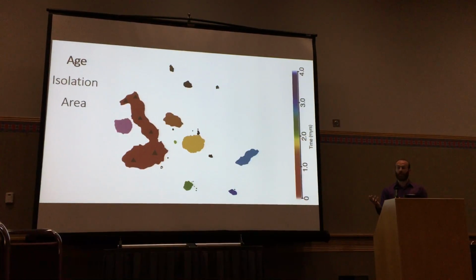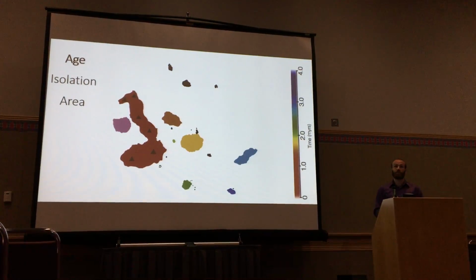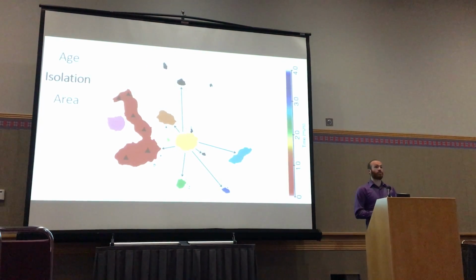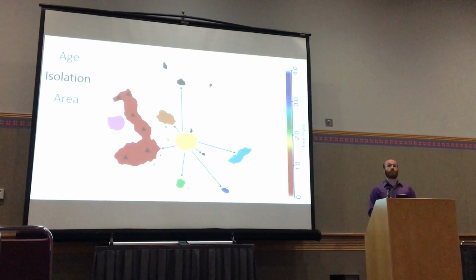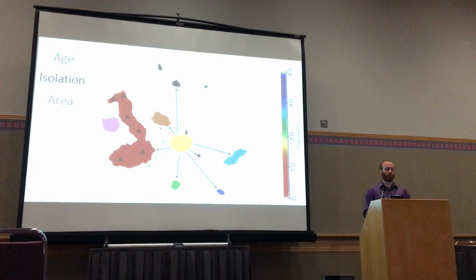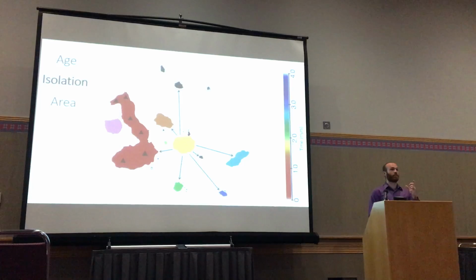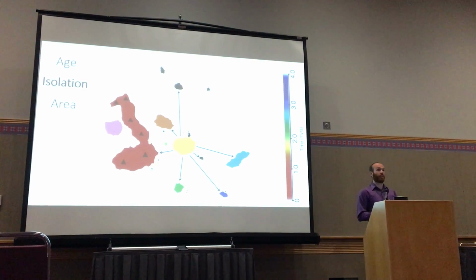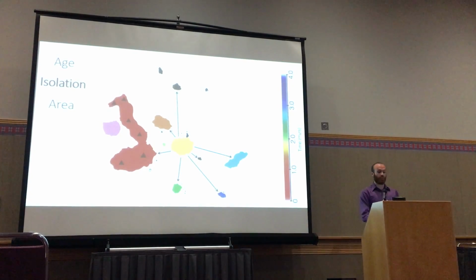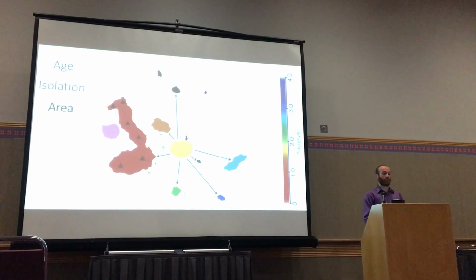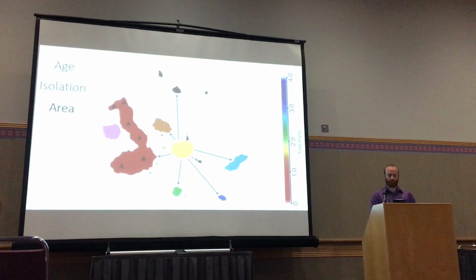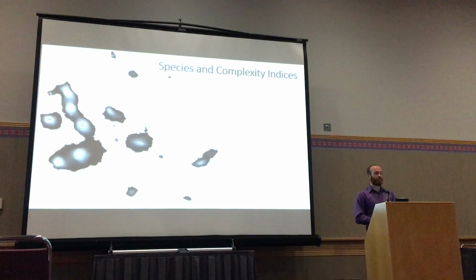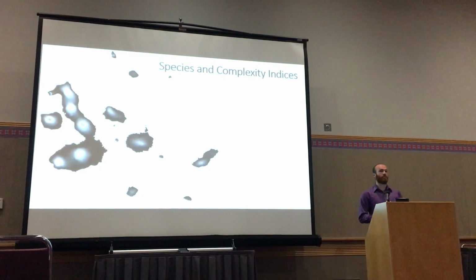For age, we have the age for each island from previous studies. Then using a GIS system, ESRI's ArcMap, I used a pairwise distance for the isolation: I take one island and the average distance to all other islands, and that's the isolation metric. Also within a GIS system, you can get area pretty easily. Once I had that, I got the species and complexity indices.